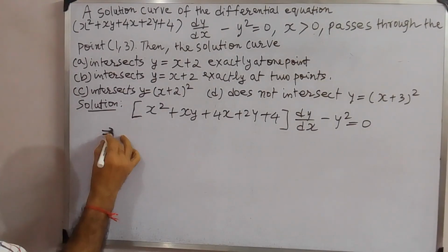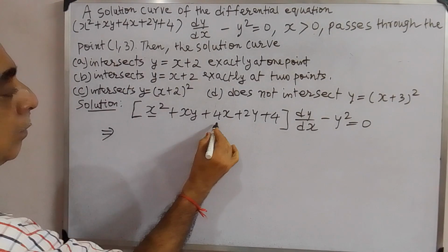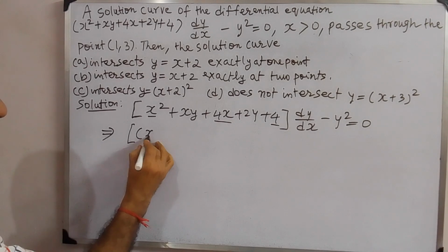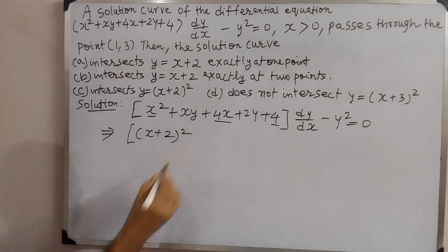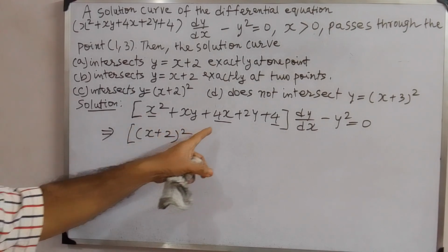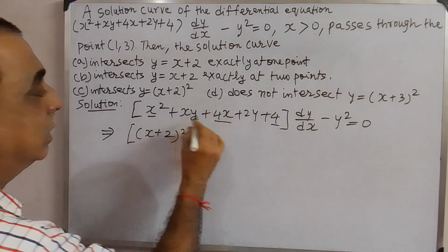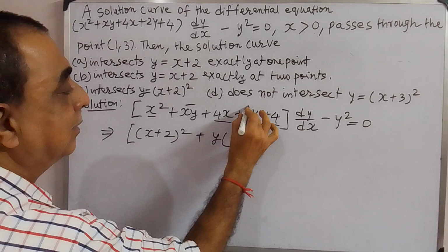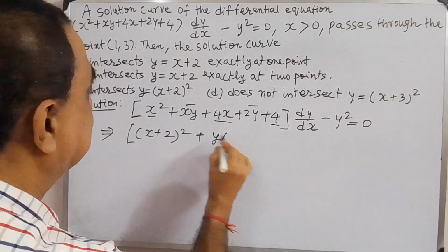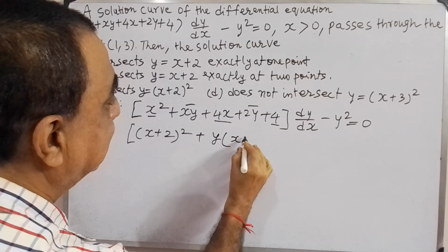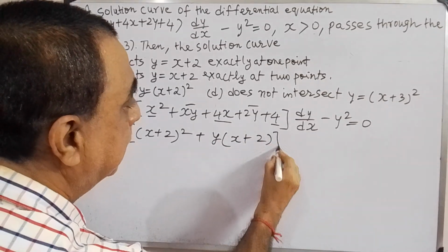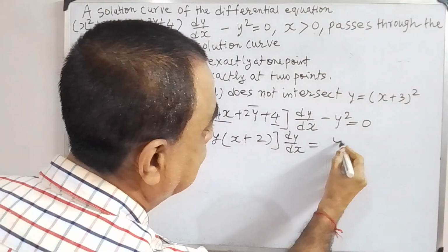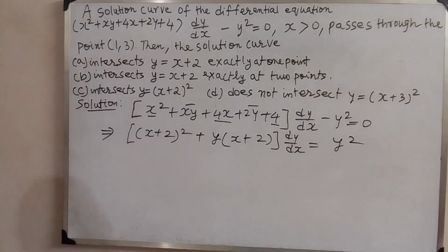Now you notice that x squared, 4x and 4 together are making x plus 2 whole square. So x plus 2 whole square is x squared plus 4x plus 4, and from the other two terms I take y common. When I take y common, x is left from one and 2 is left from the other. And minus y squared I am taking to that side, it will become plus y squared.